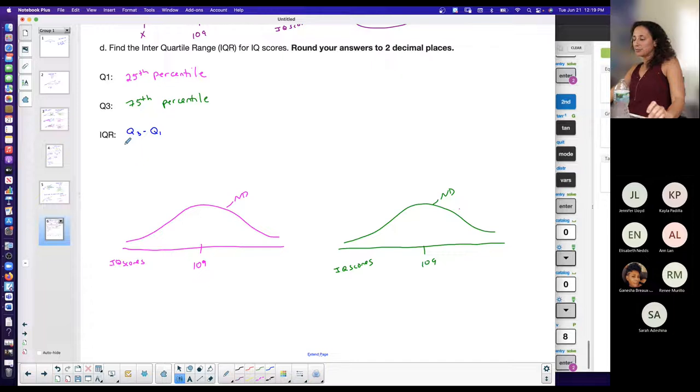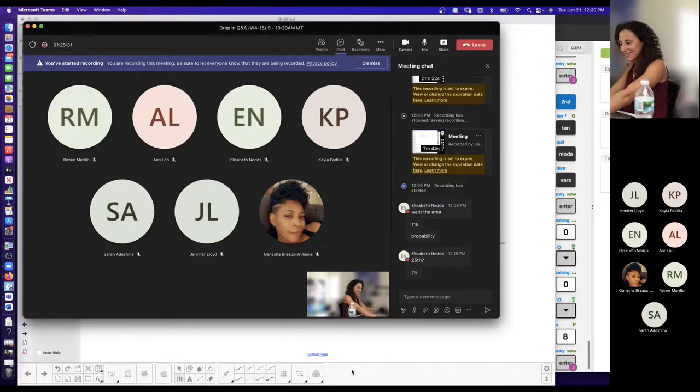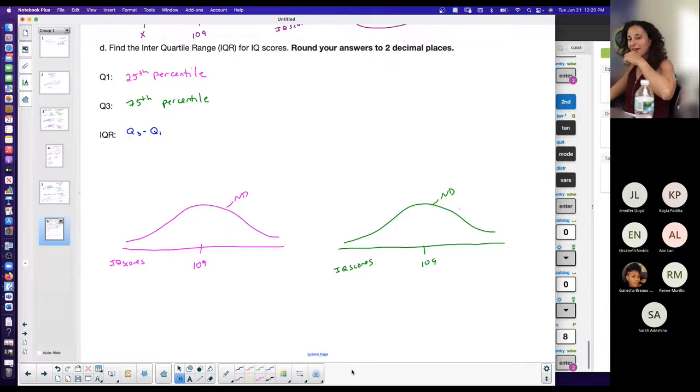Q1 is the 25th percentile. Okay, I'm gonna ask you this. If I want the 25th percentile, does that mean that I know the area, or do I want the area? Okay, yes, know the area. And the reason that she said we know the area is because we know the percentage. The 25th percentile has 25% below it, and the 75th percentile has 75% below it. We're given percentage, so we know the area.